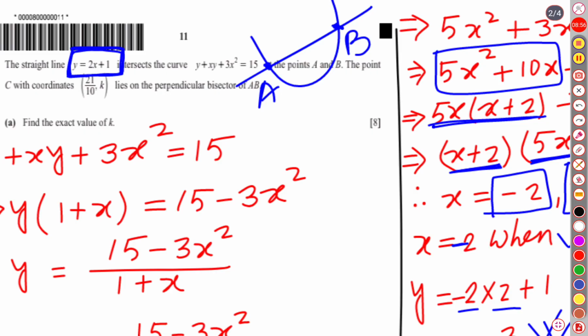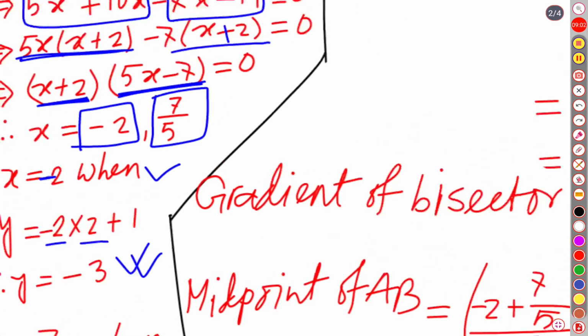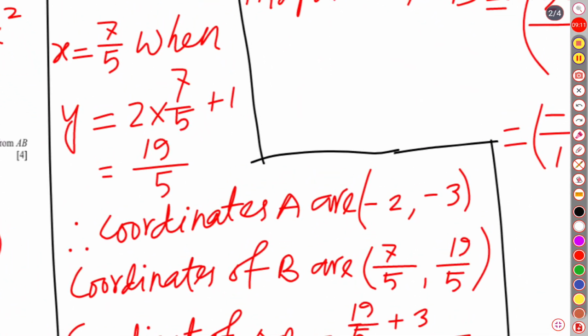Now we are going to find the x and y coordinates of B. Already we have got the second x coordinate. For this x coordinate, the corresponding value of y, we can write here: x equals 7 over 5, when y equals 2x plus 1. So ultimately we have got 19 over 5. So we have got two coordinates.